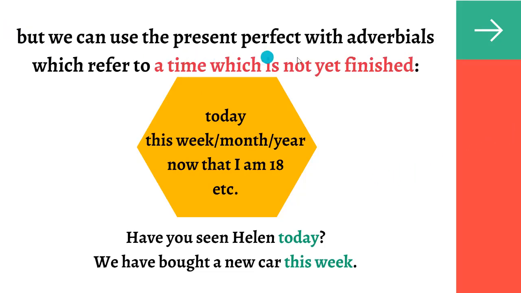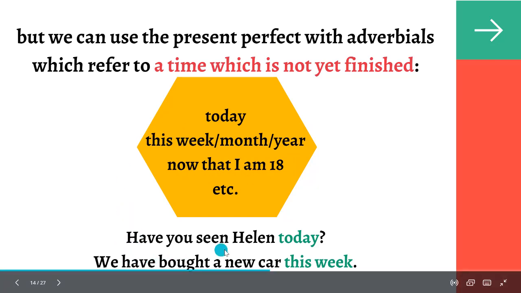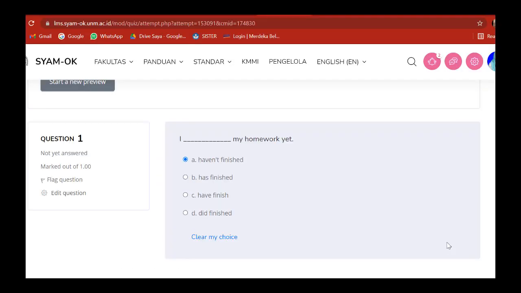But we can use the present perfect with adverbials which refer to a time which is not yet finished. For example, today, this week, this month, this year. For example, have you seen Helen today? Or we have bought a new car this week. Okay, that's the correct example of the time adverbials.